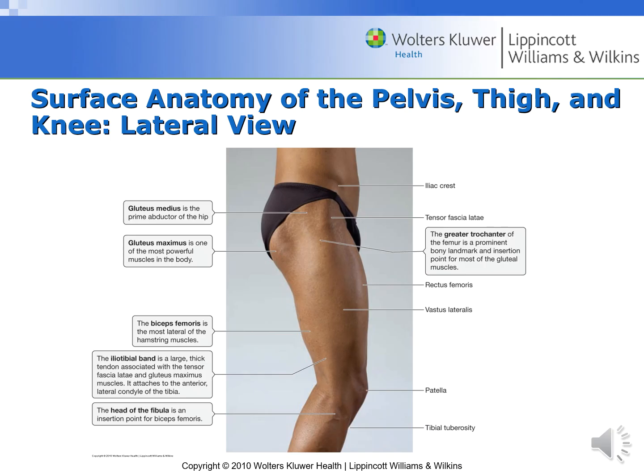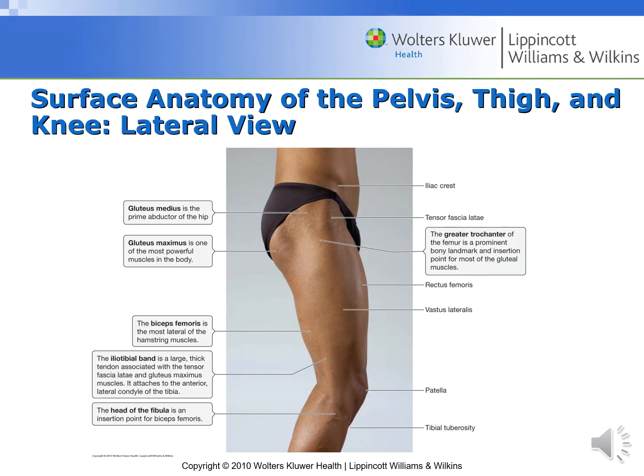We see the iliotibial band, and it is a large, thick tendon that's associated with the tensor fasciae lata and gluteus maximus muscles. It attaches to the anterior lateral condyle of the tibia. We also see the head of the fibula, and this is an insertion point for the biceps femoris.